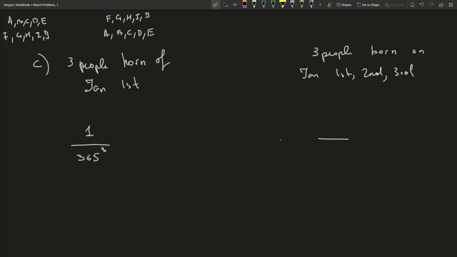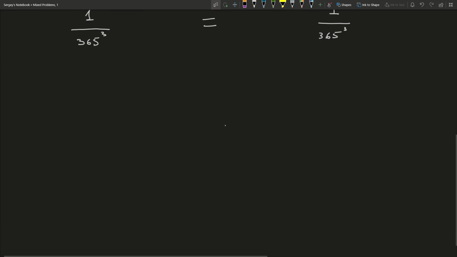Similarly, on the right side, again, each of these 3 people has 365 choices of a day to be born. That's 365 cubed possible triplets of birthdays. And we're interested in a specific case where the first person is born on Jan 1st, the second on the 2nd, and the third person on the 3rd. So that's again 1 out of 365 cubed, and so the two expressions are equal. Moving on to part D.